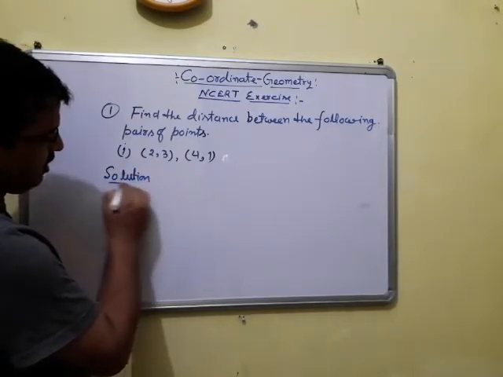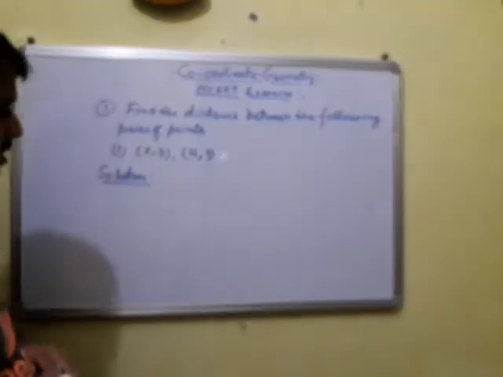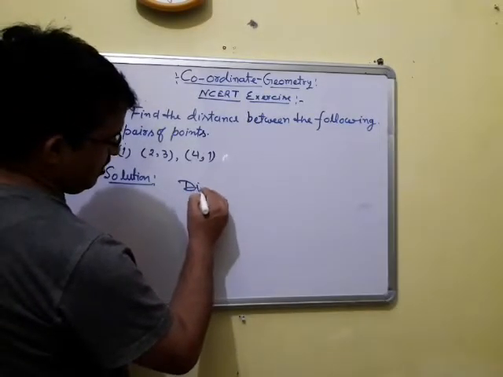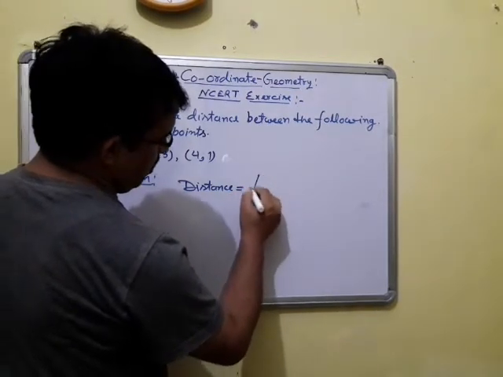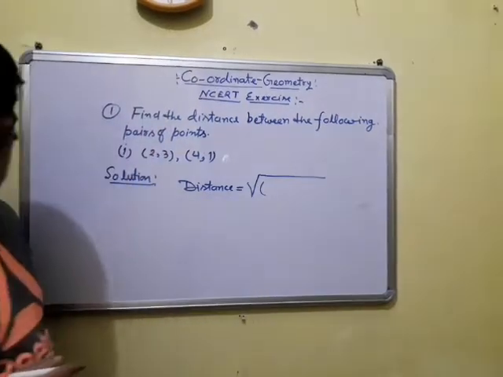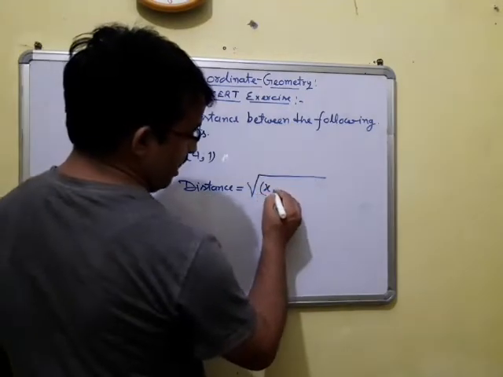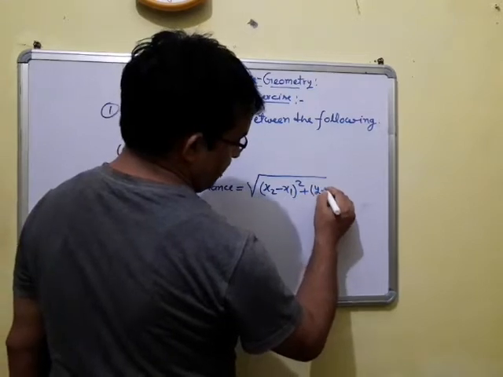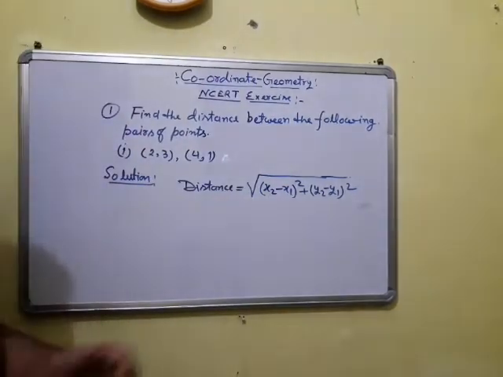Solution: the first point. Here we have to find the distance between two coordinate points. So the distance formula: distance is equal to under root (x2 minus x1) whole square plus (y2 minus y1) whole square. So here we have to find the distance.